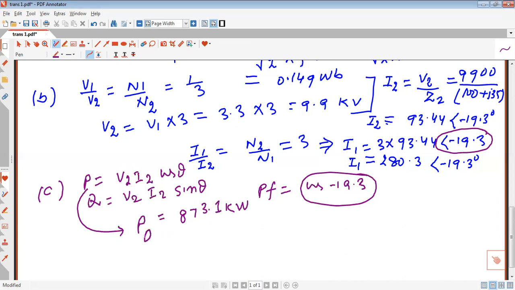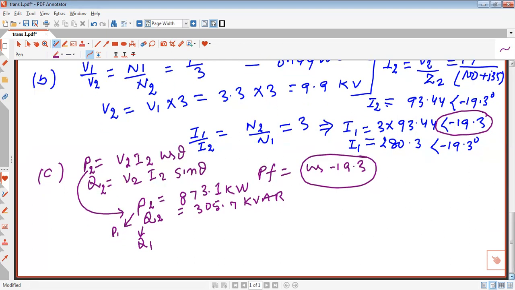Same way we can also find Q. So this is Q2, in fact this is P2. So P2 will be this much and Q2 will be equal to 305.7 kilovolt ampere reactive. This is P2, and it will be the same as P1 also. This will be Q1 also. Means the primary and secondary real and reactive power are both the same.